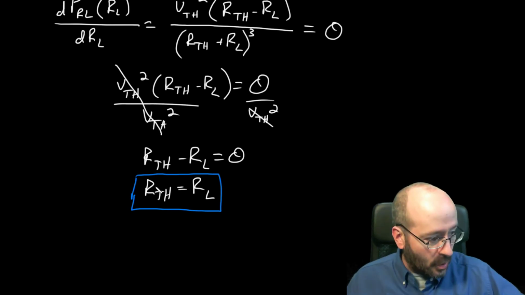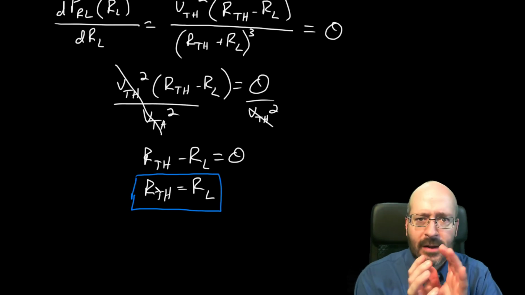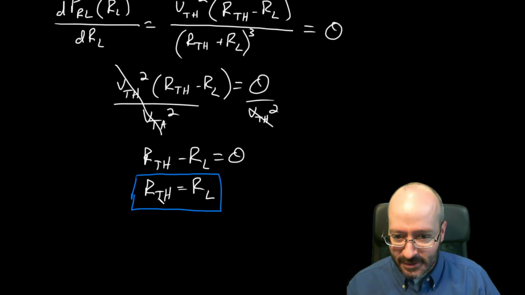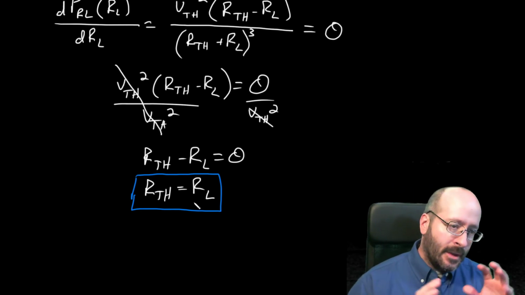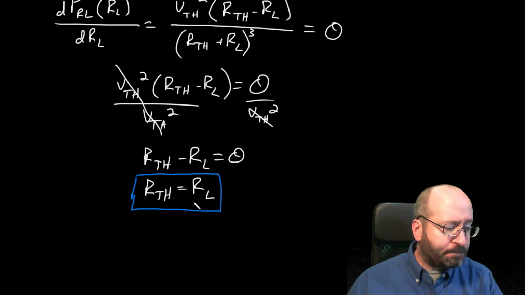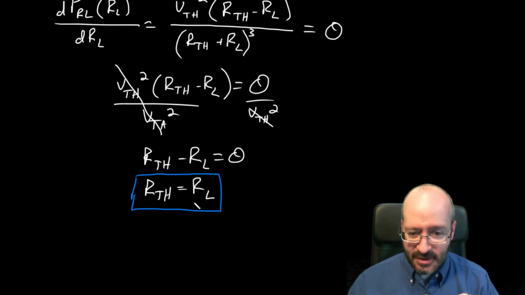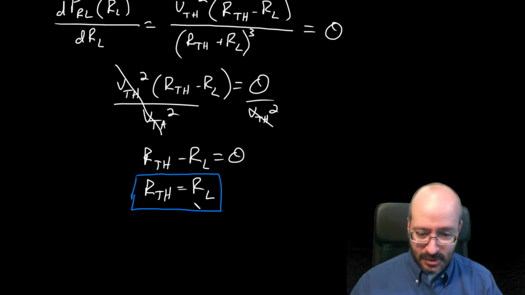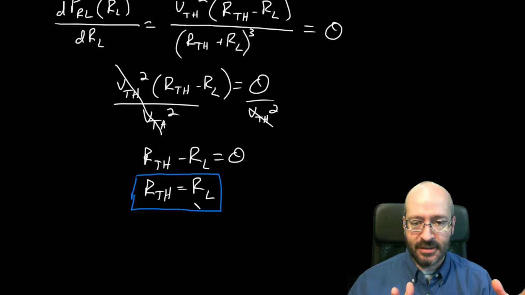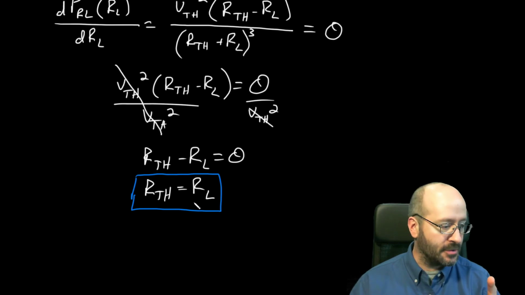Okay, so let's do this. This is good numerically, and that's the payoff. I marked it in blue there. That's the payoff. You've got to find the Thevenin equivalent. You've got to make the load resistance match the Thevenin resistance, and you know you've maximized power transfer.